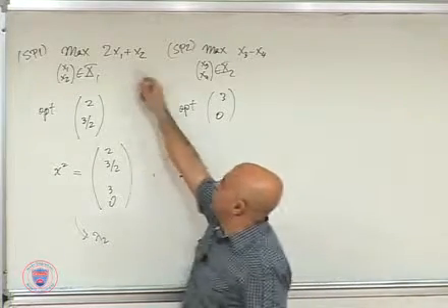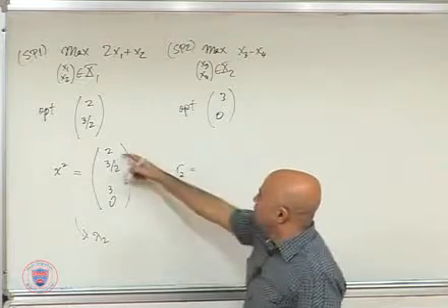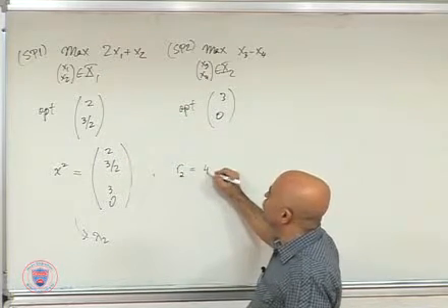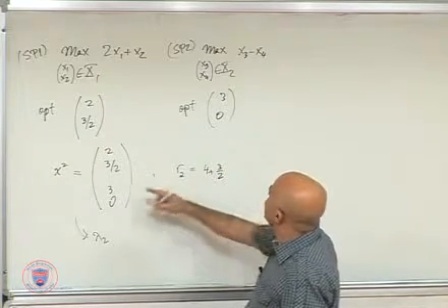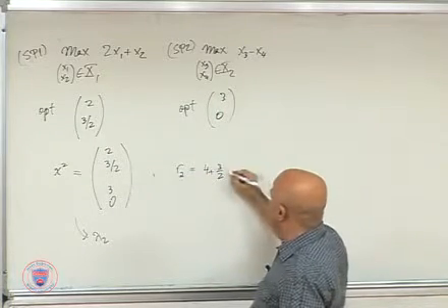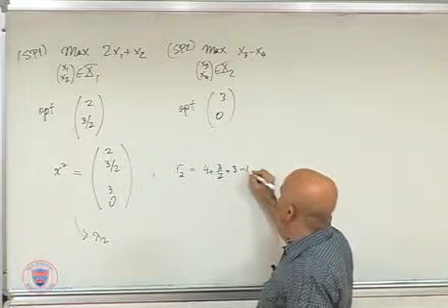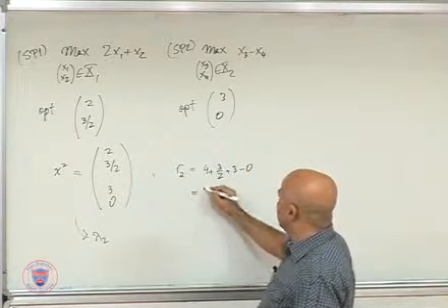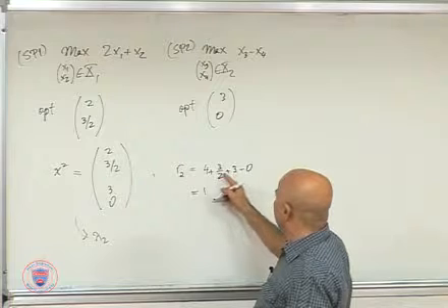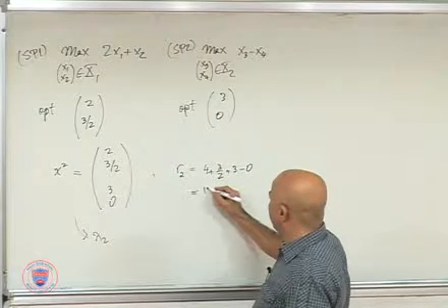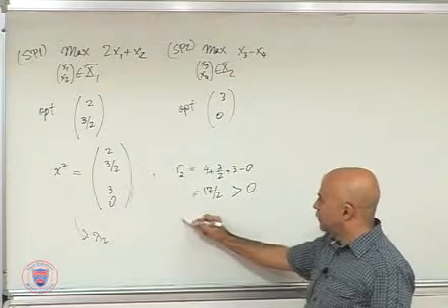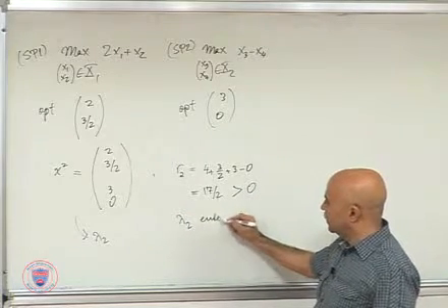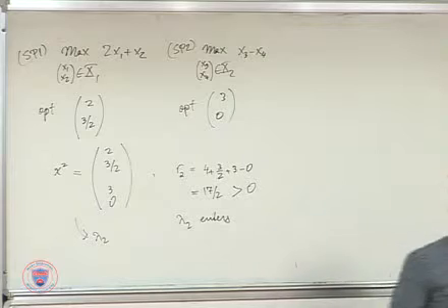You just evaluate the objective function. 2 times 2, which is 4, plus 3/2, plus x3, which is 3, plus or minus 0. How much is this? 8.5, or 17 over 2. It is positive, so lambda 2 enters because it's positive.